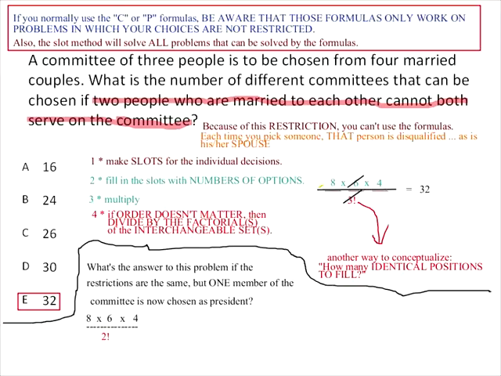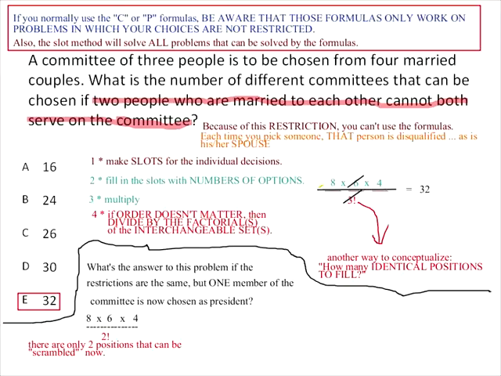Yeah, what changes here is that there are now only 2 interchangeable positions. Okay, there are only 2 positions that can be scrambled now. Because remember that it's only the positions that are interchangeable. Okay, so if you have one person chosen as president, if you want, you can write it like this.